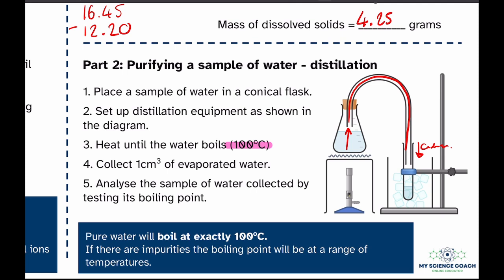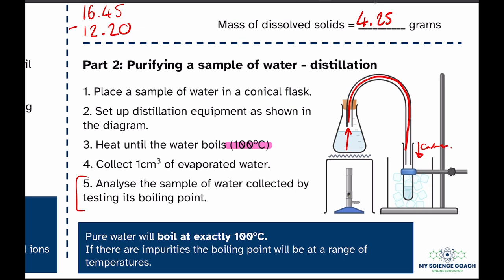If you heated it and it was maybe 105 degrees, then some other things might also get evaporated and travel into your water, so it's not going to be pure. So you need to make sure that you are distilling this at 100 degrees Celsius. You collect 1 centimetre cubed of the evaporated water, and then you might get asked to test it to make sure it is pure.